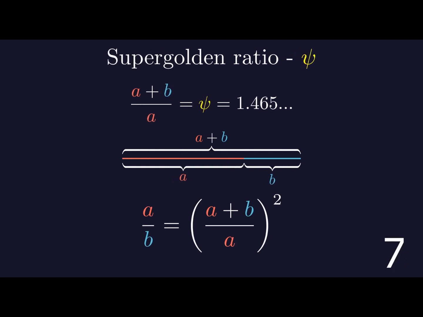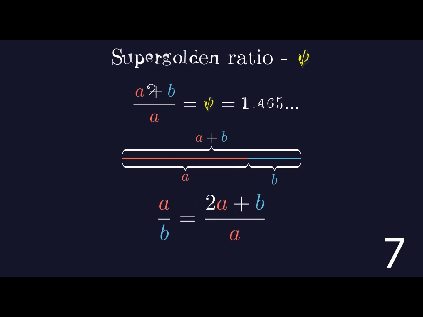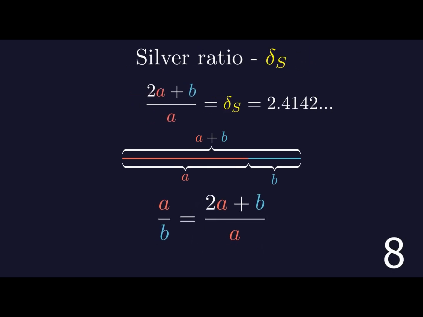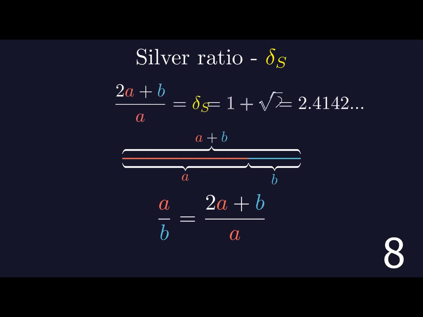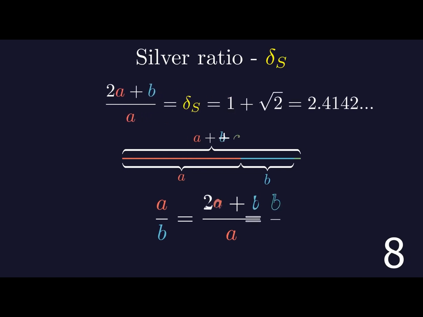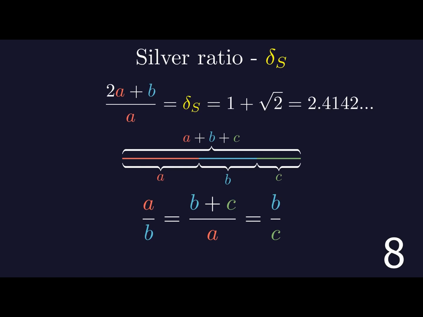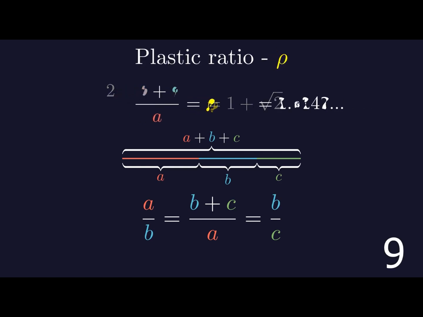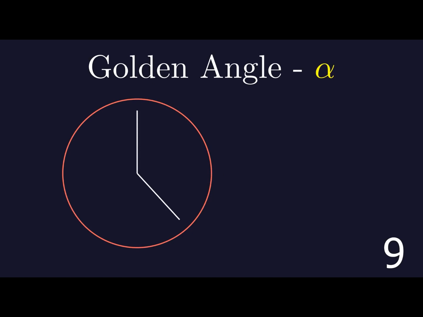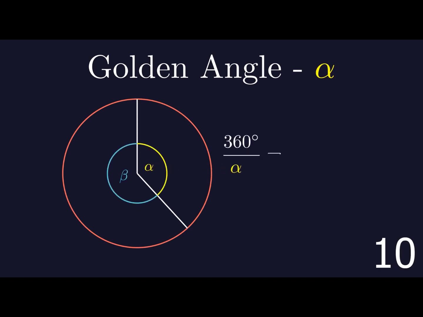On the other hand, if the ratio of a to b is equal to the ratio of 2a plus b to a, we get the silver ratio, around 2.41, exactly equal to 1 plus the square root of 2. For three numbers connected by this ratio, we have the plastic ratio, approximately 1.32. We also have the golden angle, related to the golden ratio but for angles in a circle. It is approximately 137.5 degrees or 2.4 radians.